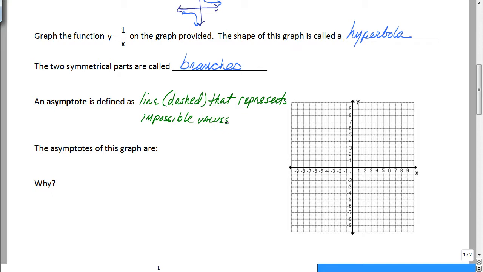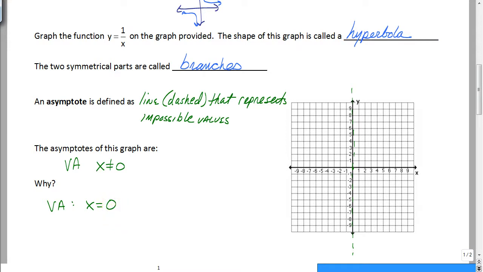Okay, the asymptotes of this graph are, and we're going to talk about x first. So remember what we said. We said that x is not allowed to be 0. So graphically, what we would do is we would go to x equals 0 and we would graph a vertical line. Okay, that is one of our asymptotes. Our vertical asymptote represents x cannot equal 0. So our vertical asymptote is actually x equals 0. That's the vertical line that represents the impossible values for x.